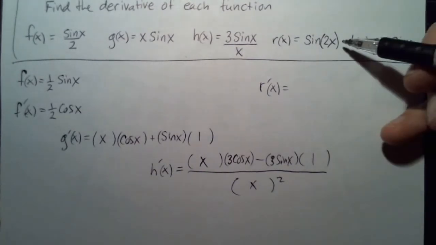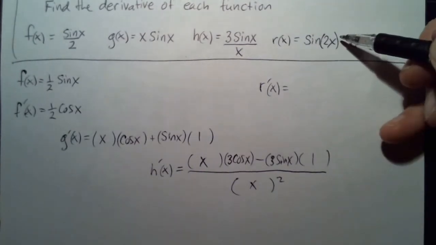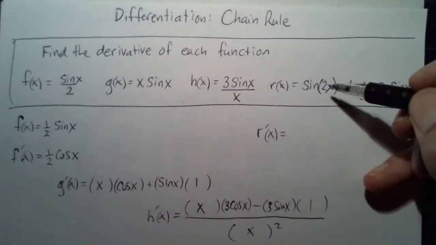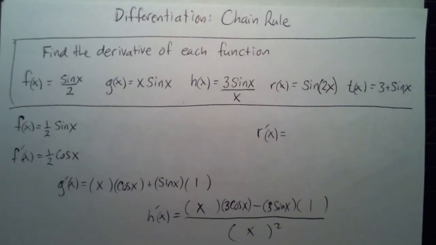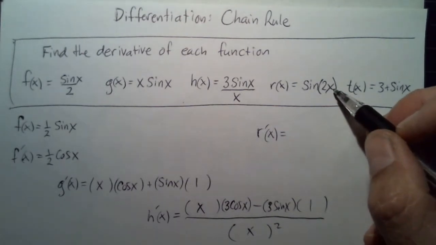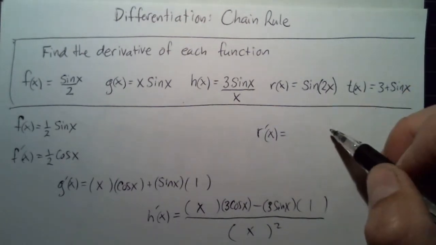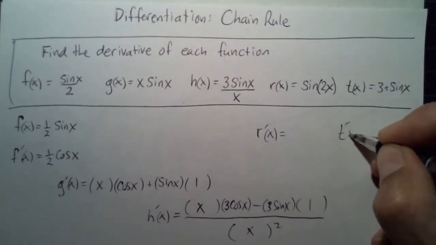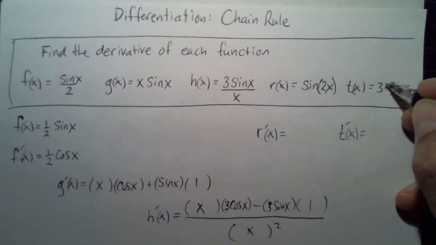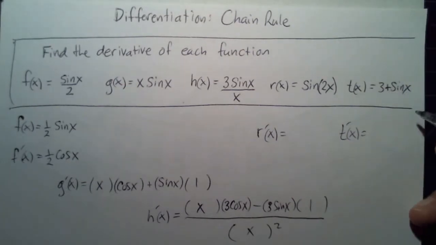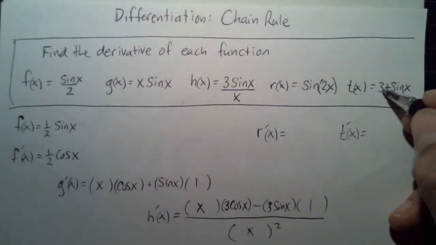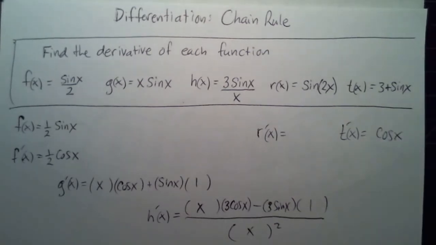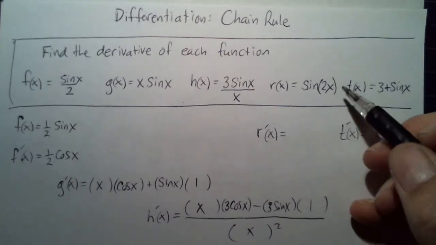And this is the type of function that requires the new rule, the chain rule. So we'll talk about how to do that. And this is called a composite function, where there's a function inside of another function. That's when we need the chain rule. Here we can just do each derivative separately when they are parts of a sum. The derivative of 3 is 0, and the derivative of sine is cosine. So let's talk about how to do that problem.